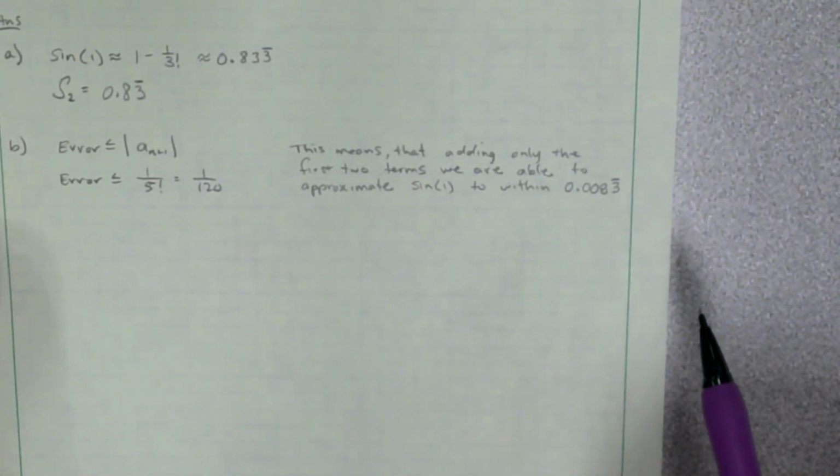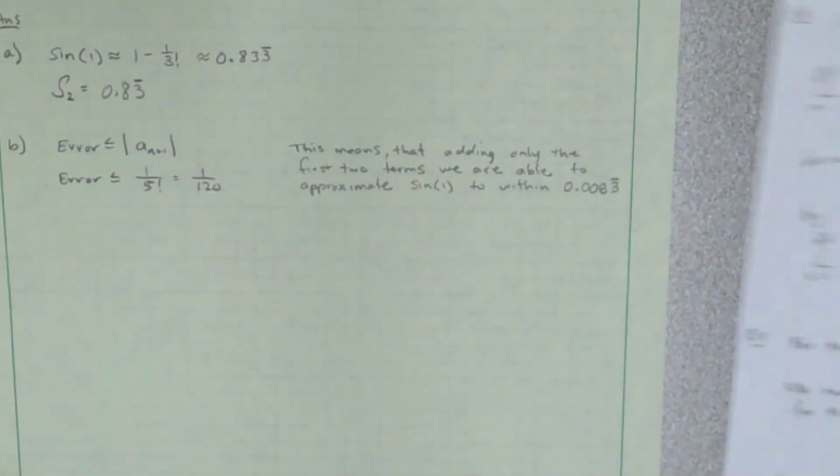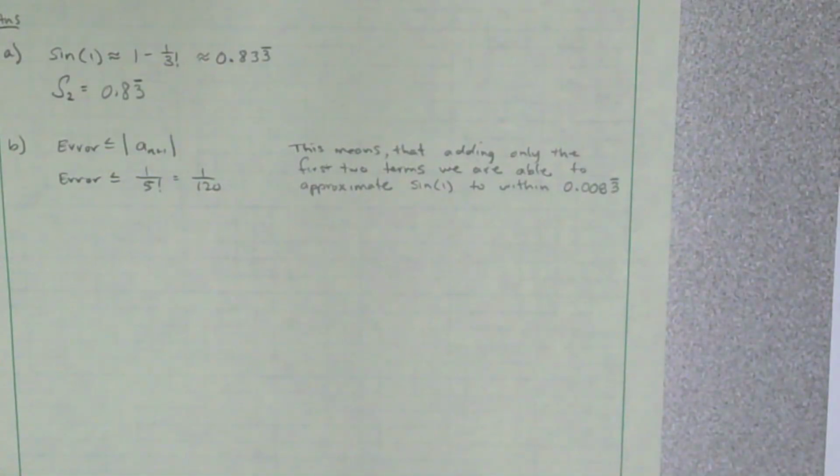Okay? So that is the alternating series error bound. If you have any questions about this, let me know, and we will continue in the next video.